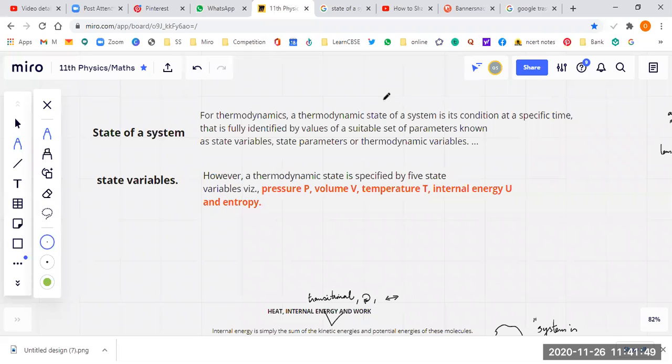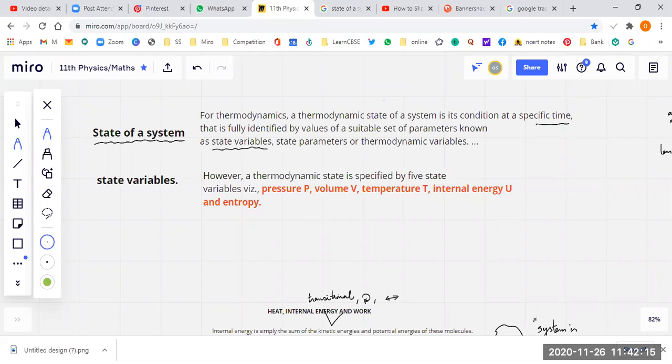Why do I say time? Because with the change of time, the state variables may change. And if the state variables change, the state of the system will also change. Right? So the state of a system depends upon its state variables.